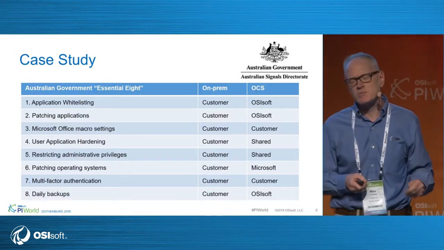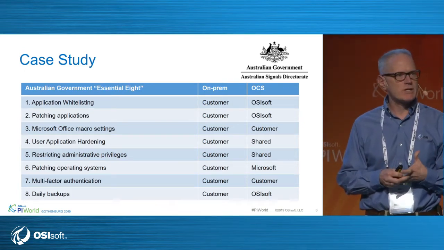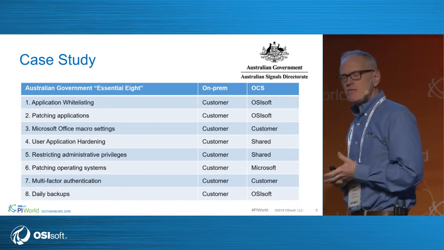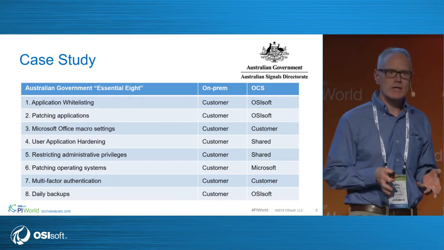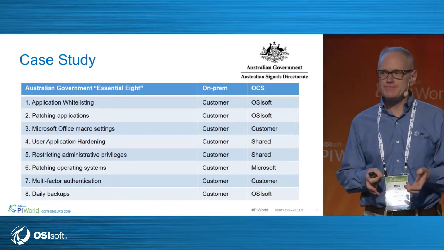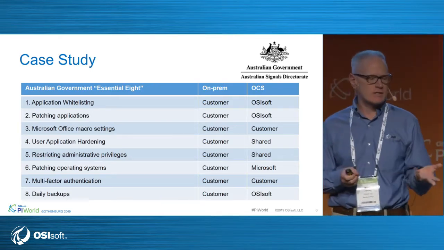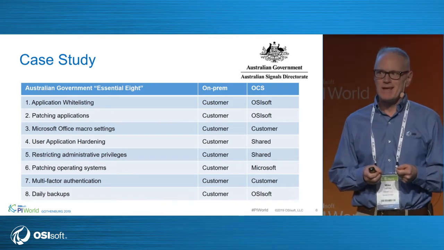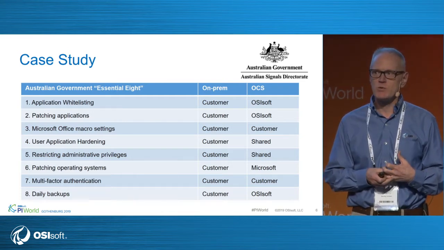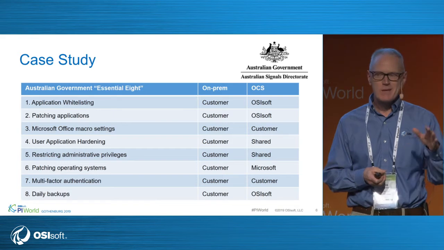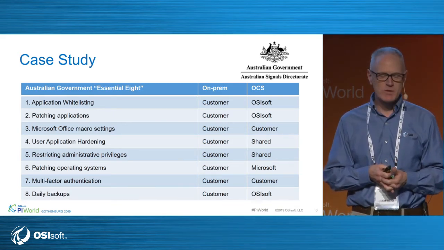Another way to look at this problem is an analysis that was done by the Australian government. Several years ago, they did a case study of vulnerabilities or attacks that had occurred in the Australian government, and they came up with 4 different things that could be done. They called it, at the time, their top 4. If you have seen some of the talks from OSIsoft on security in the past, you may have heard us talk about that top 4. But as all things evolve, they added to that top 4, and now it's 8.